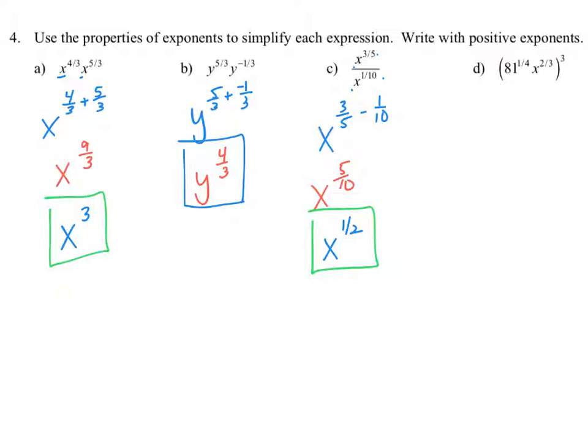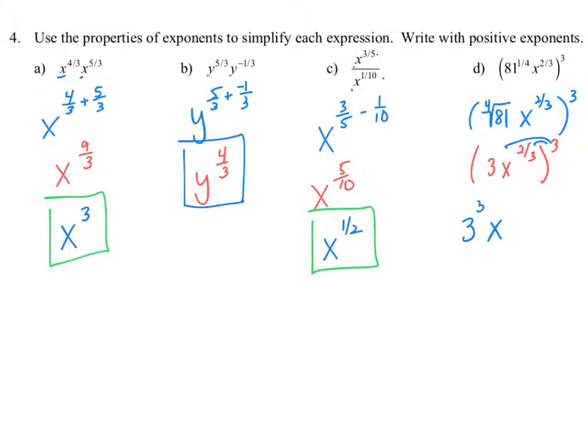In example D, we can simplify what's inside the parentheses. 81 to the 1/4 is the same thing as 4th root of 81 times x to the 2/3 all to the 3rd power. Now the 4th root of 81 is 3, because 3 to the 4th is 81, so the 4th root of 81 is 3. So we have 3x to the 2/3 all raised to the 3rd power. Now we're going to share that exponent with both the 3 and the x to the 2/3. So we will get 3 to the 3rd times x to the 2/3 to the 3rd power.